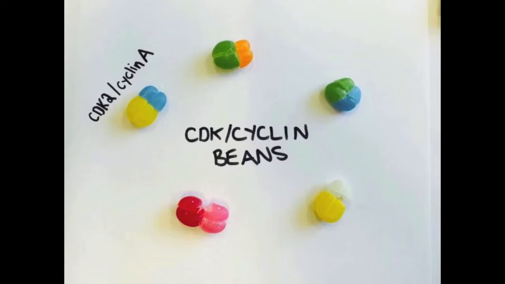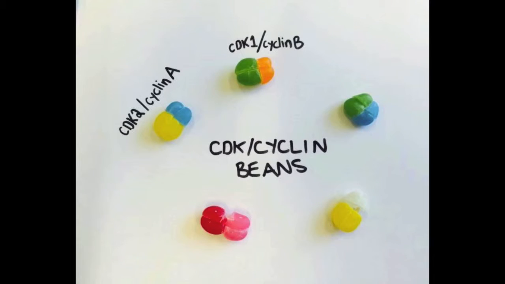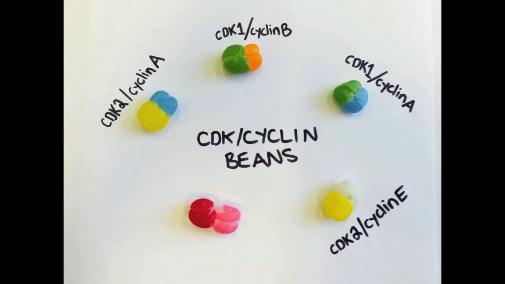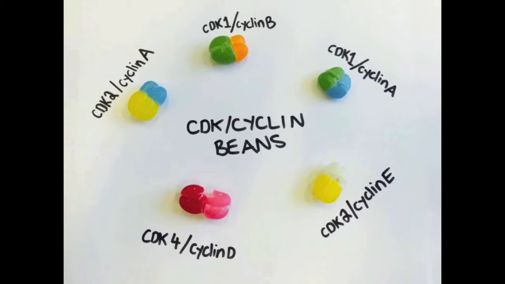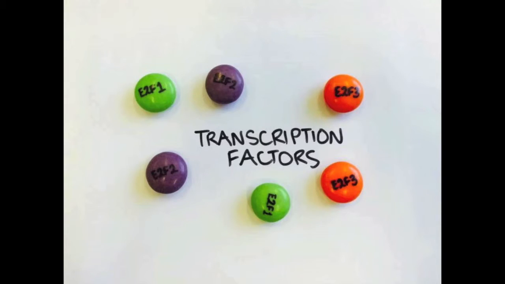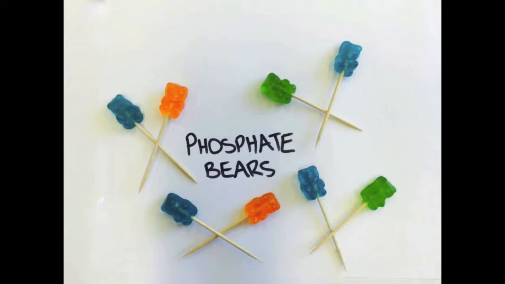jelly beans as CDK cyclin complexes, Starburst Chews as CYP inhibitors, Smarties as transcription factors, and Gummy Bears as phosphate groups.